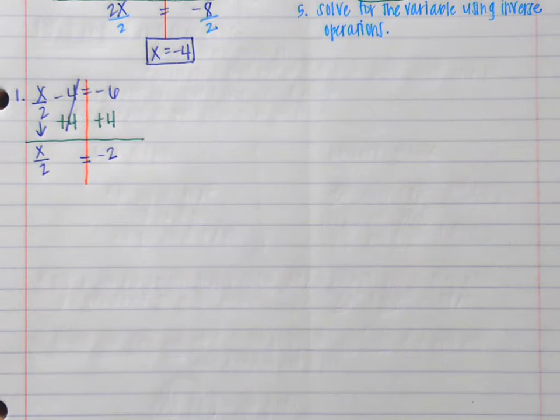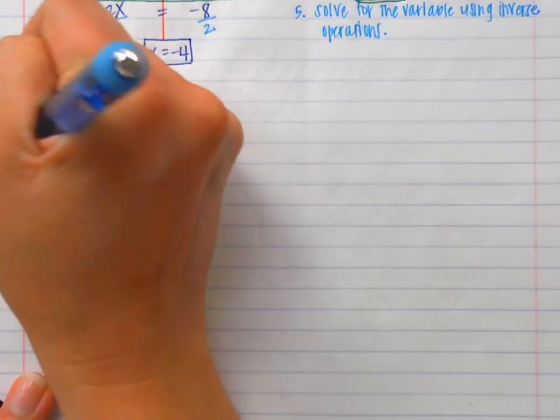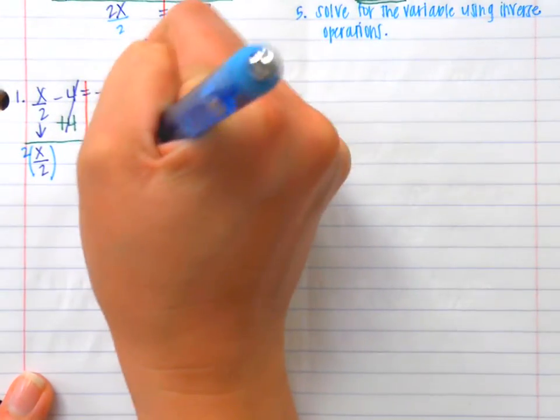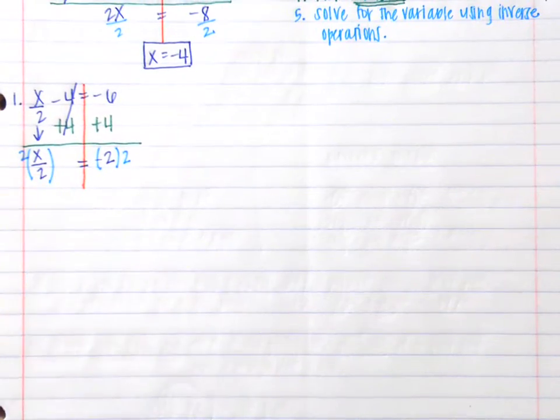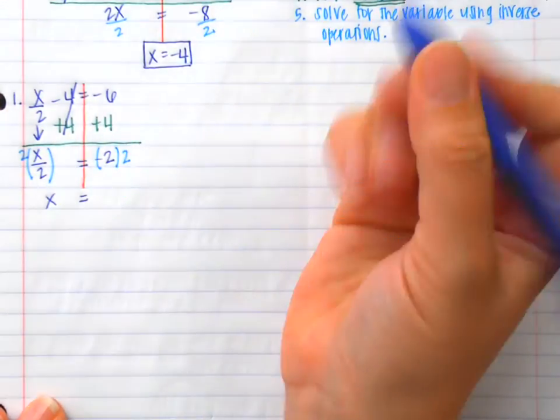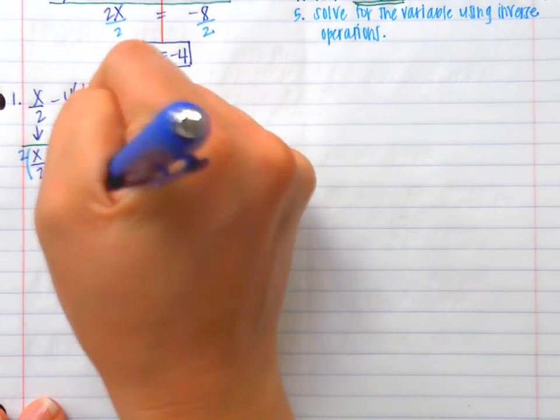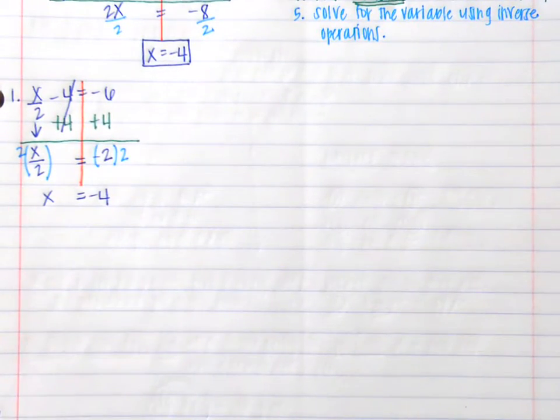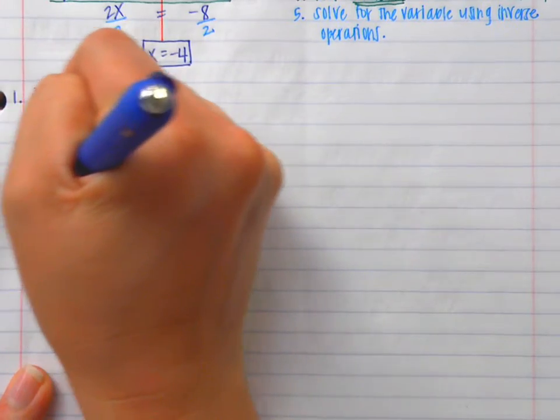Now our last step is step 5. Solve for the variable using inverse operations. It's x divided by 2. To get x by itself, the opposite of division is multiplication. So we're now just going to multiply both sides by 2. 2 divided by 2 is 1. 1x is what we want. -2 times 2 is -4. So my final answer, x equals -4.